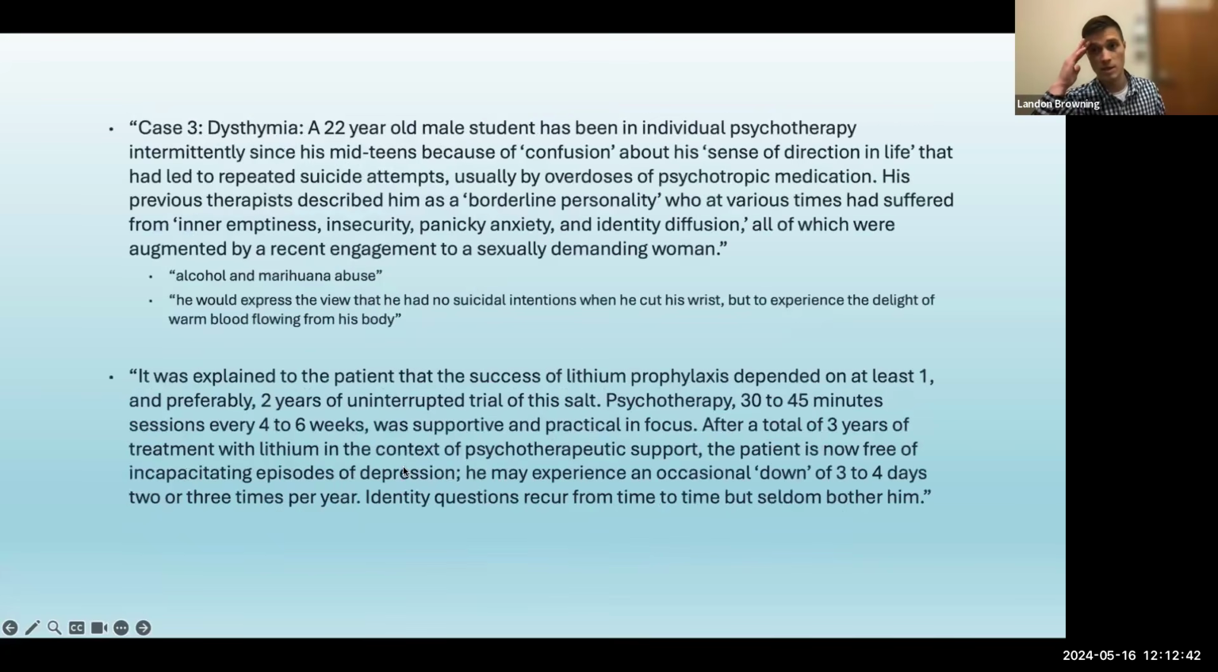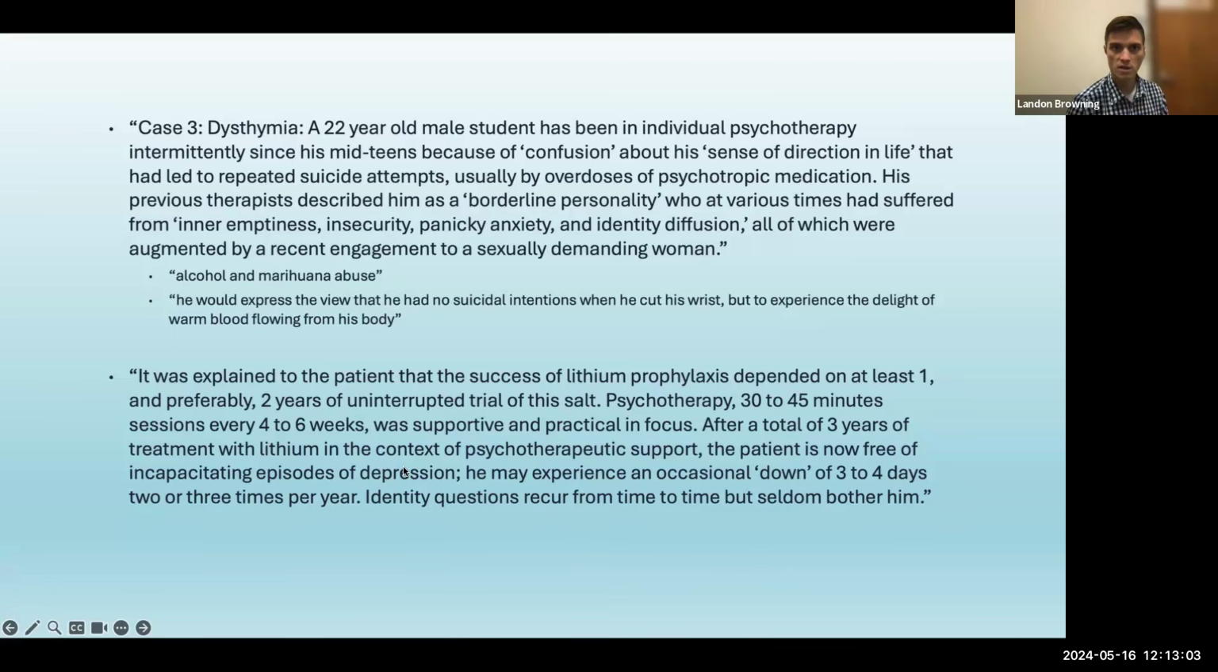In the interest of time, I skipped the second case. It's very similar. The third case is on dysthymia and goes: 22-year-old male student has been in individual psychotherapy intermittently since his mid-teens because of confusion about his sense of direction in life that had led to repeated suicide attempts, usually by overdoses of psychotropic medication.